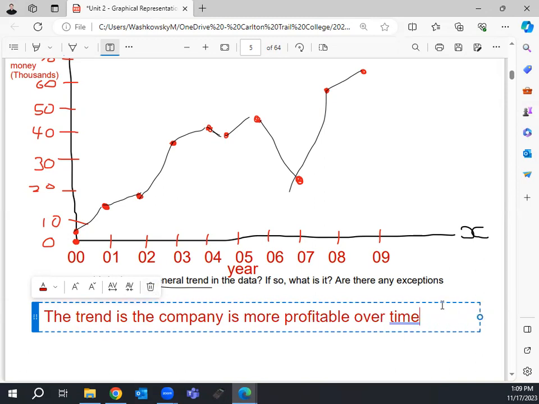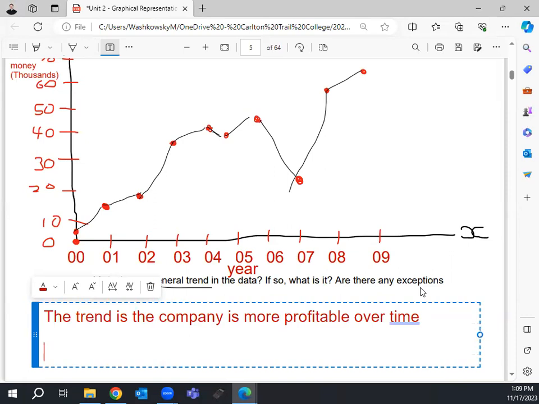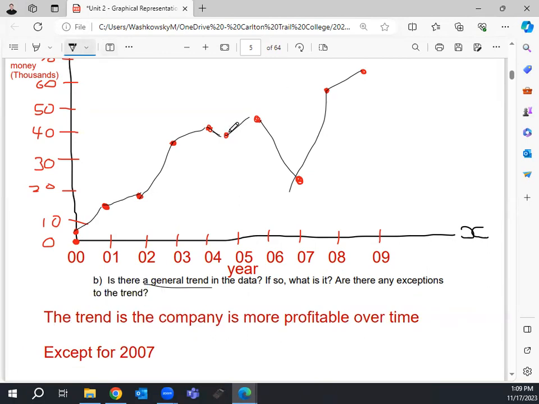But there is an exception. And the exception is 2007. There's this little one here too, but that's basically the same amount. So we're looking for those really big differences.